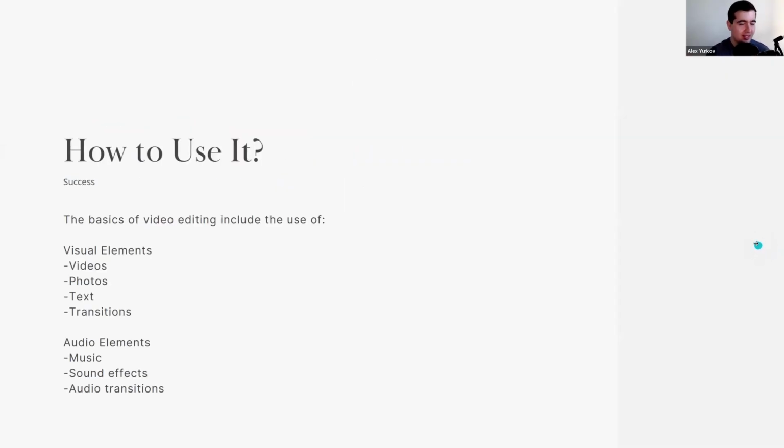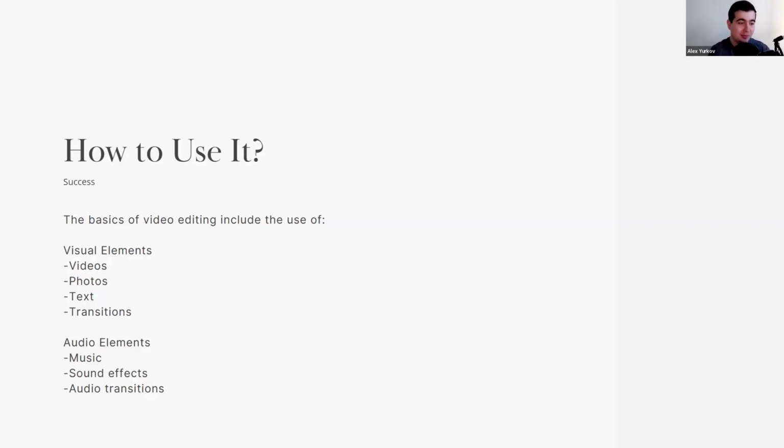So, how to use this for success. The basics of video editing include all of these items, and I will go through them one by one, why they're important, how they're used, and some examples from real things that we've produced to make that clear. Visual elements have videos, photos, text, and transitions. Audio elements have music, sound effects, and audio transitions. Of course, there's more, but as it relates to digital marketing, that's about all you're going to need.